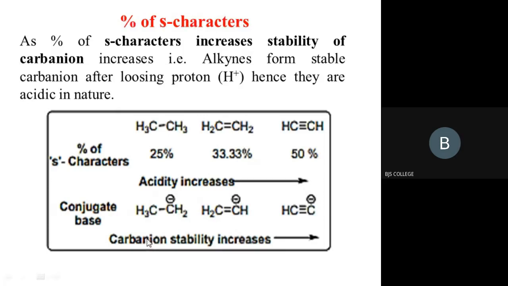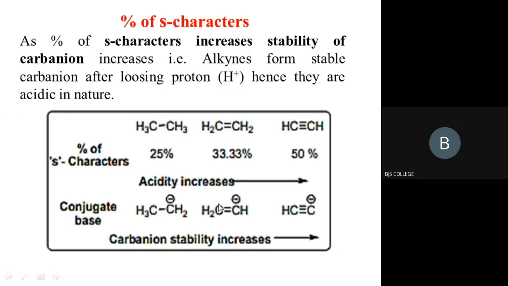That means the stability of carbanion goes on increasing when I go from sp3 to sp2 to sp type of carbanion, and therefore the sp carbanion becomes highly stable, or we say that acetylene is highly acidic in nature, or in general, alkynes form stable carbanion after losing their proton, hence they are acidic in nature.